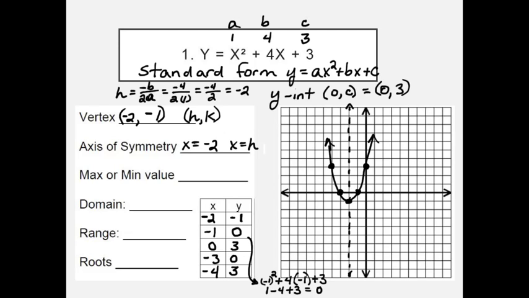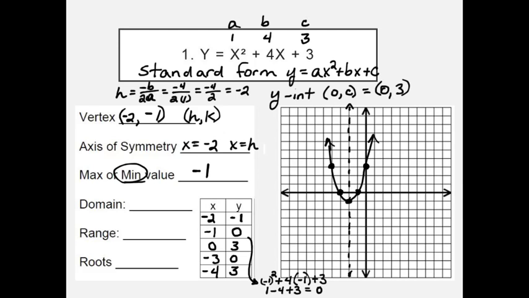And let's decide the rest of these things that we have to analyze. The maximum or minimum value, because it opens up, it has a minimum. And the minimum is the y value of the vertex. So the y value of the vertex is -1. So that is the minimum value of this quadratic.